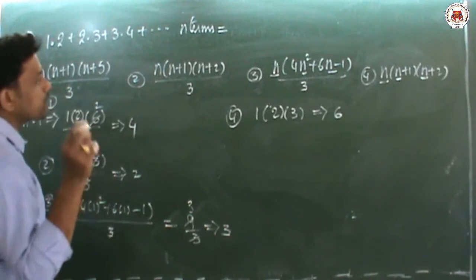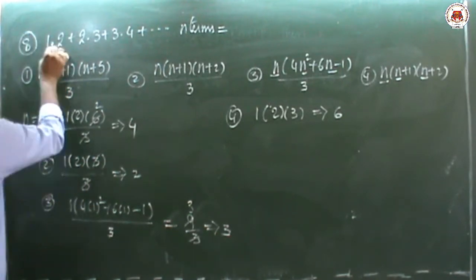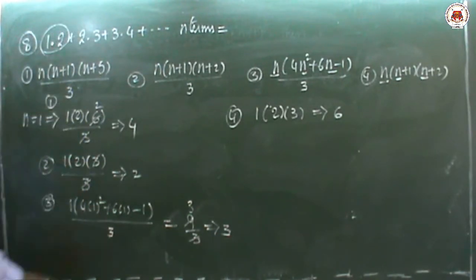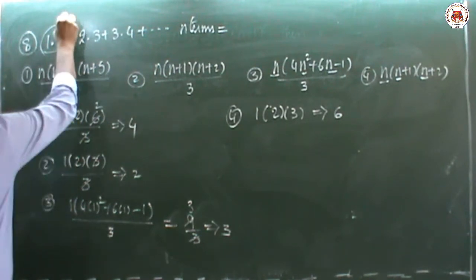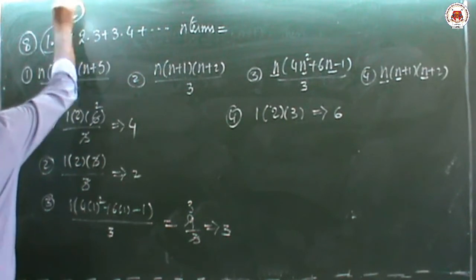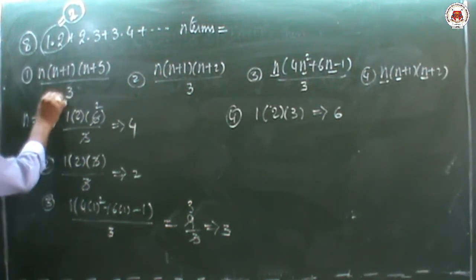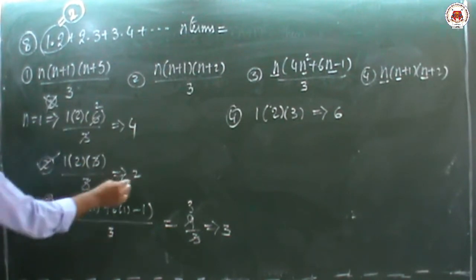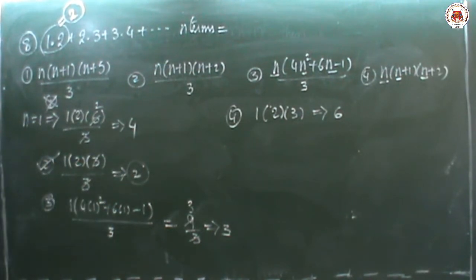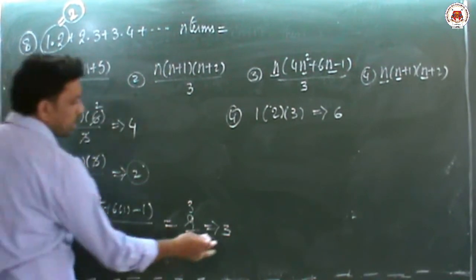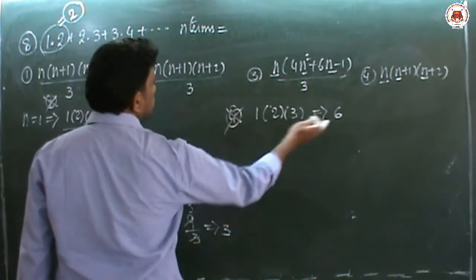N equal to 1 means the first term. What is the first term? 1 into 2. 1 into 2 means the answer we want is 2. Check here, where did we get it? First option no. Second option is correct because we got the answer 2. In the third option no, because the answer is 3. And the fourth option also no.